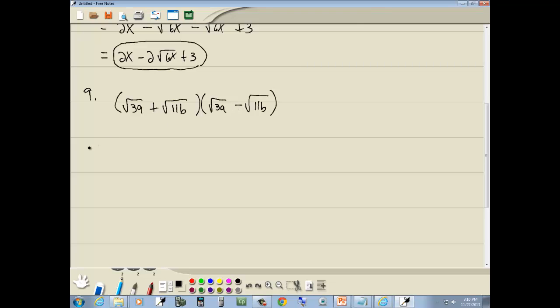When you have conjugates, all you have to do is multiply your first parts together and your last parts. So square root of 3a times square root of 3a gives you 3a. Positive times a negative is negative. Square root of 11b times square root of 11b is 11b. And that's your answer.